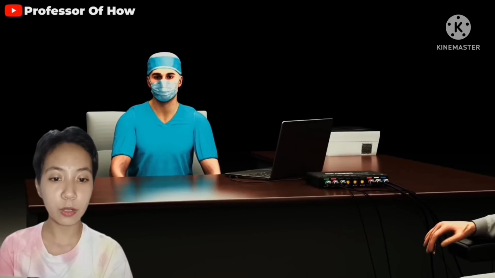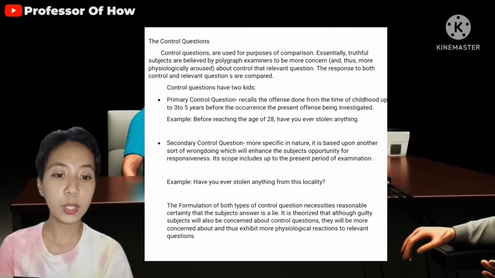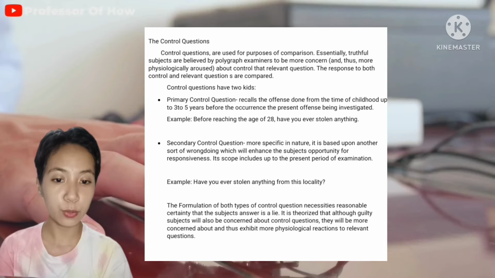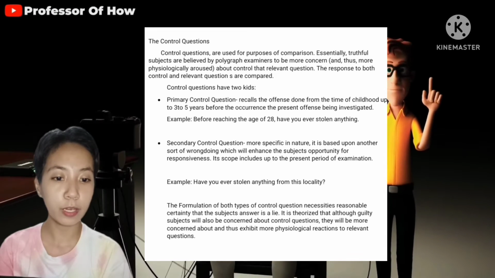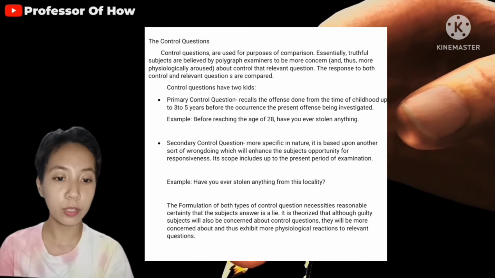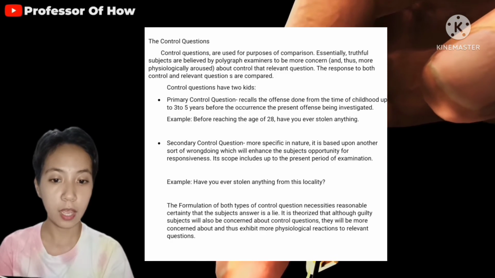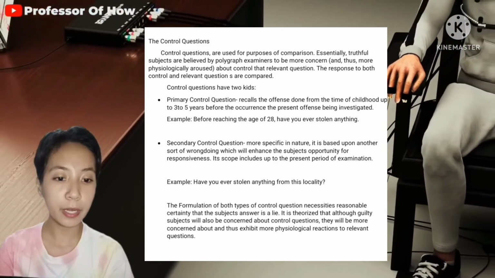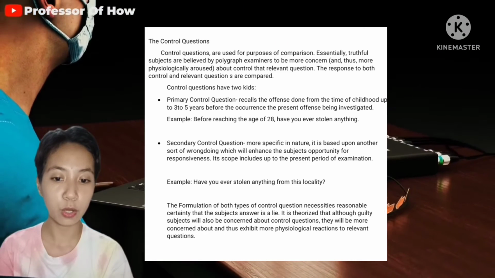Next type is the control questions. Control questions are used for the purpose of comparison. Essentially, truthful subjects are believed by polygraph examiners to be more concerned about control than relevant questions. Control questions also have 2 classifications, namely primary control questions and secondary control questions.